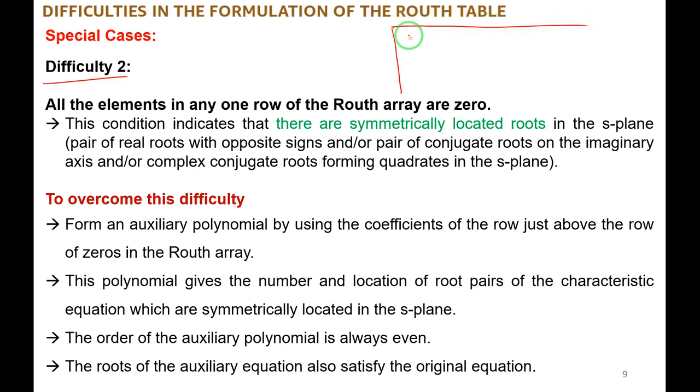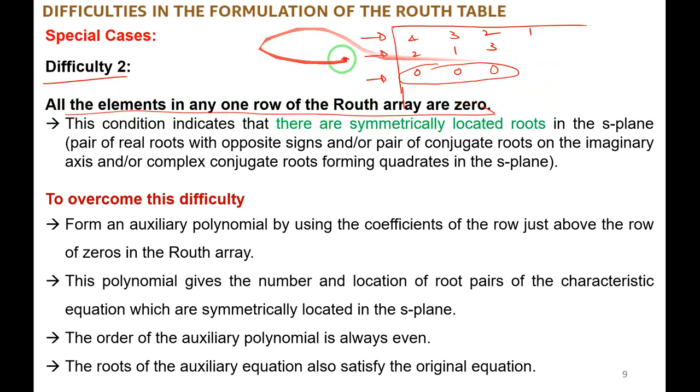This is S power something. Let me not worry. First row 4 3 2, second row let me take 2 1 3, something like this. Next, 3 elements 0 0 0. Observe the second row is fine, but observe the third row, all the elements are 0 here. It may be in third row or fourth row, whatever it is. So all the elements in any one row of the Routh array are 0.